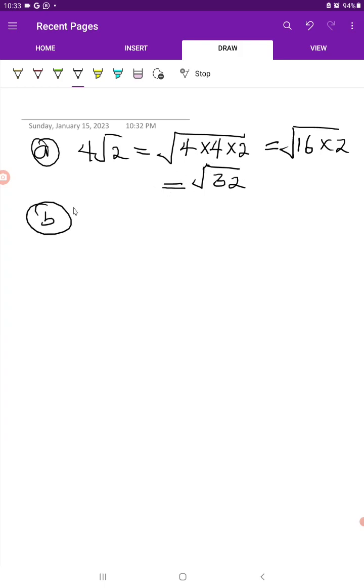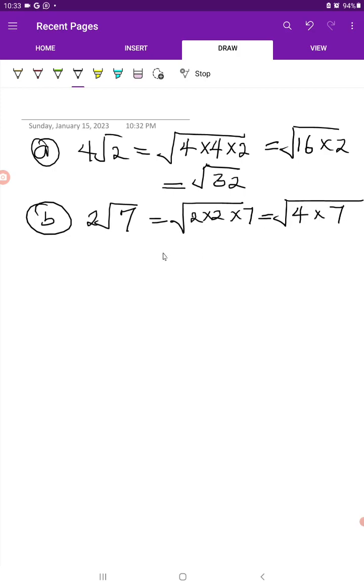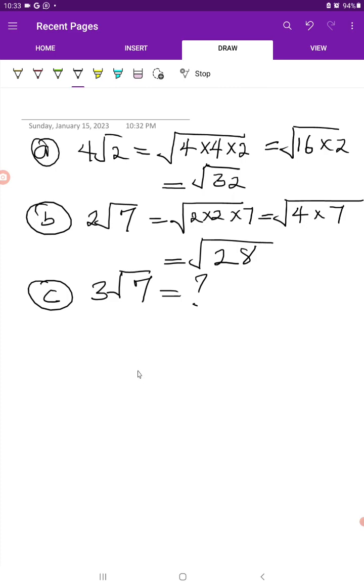The B part of that question said 2 root 7. As I've said earlier, you take this in, 2 times 2 times 7, which is equal to root 4 times 7, which will give you root 28. I want you to practice this in the comment section. You should give me the answer. Change this one to a single surd. So you send it to me in the comment section.